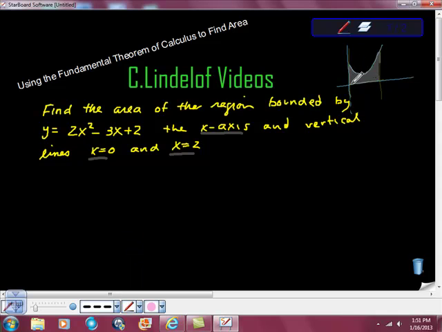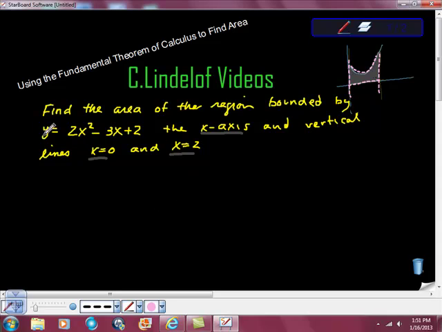It looks like this, doesn't it? Here we have this boundary at the x-axis. We have this boundary at the vertical line x equals 0, and x equals 2 here. So the area we're looking for is the area in this little shape here. Not a very difficult thing. We're going to use the fundamental theorem of calculus.